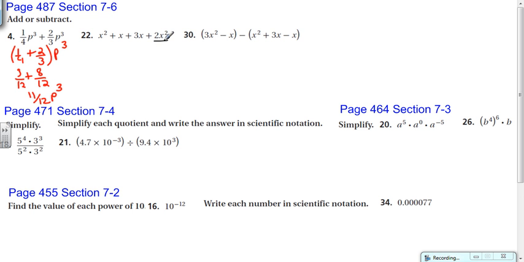For number 22, I have a 1x squared plus a 2x squared. So 1 plus 2 is 3. When you add, exponents don't change. I have a 1x plus a 3x. 1 plus 3 is 4, and exponents don't change.